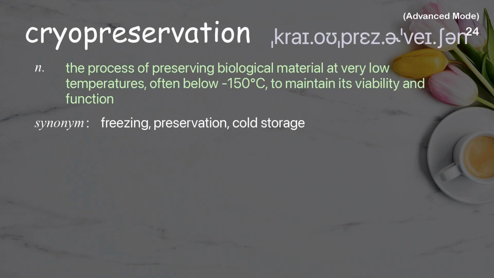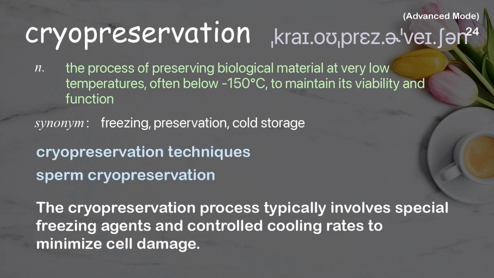Cryopreservation. The process of preserving biological material at very low temperatures, often below -150 degrees Celsius, to maintain its viability and function. Examples: Cryopreservation techniques. Sperm cryopreservation. The cryopreservation process typically involves special freezing agents and controlled cooling rates to minimize cell damage.